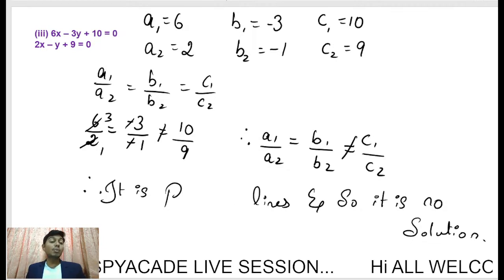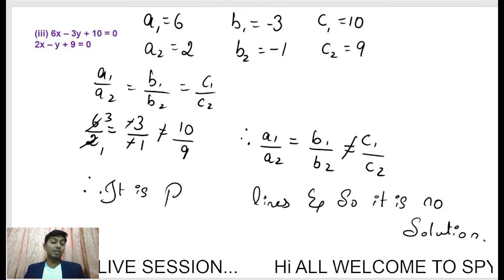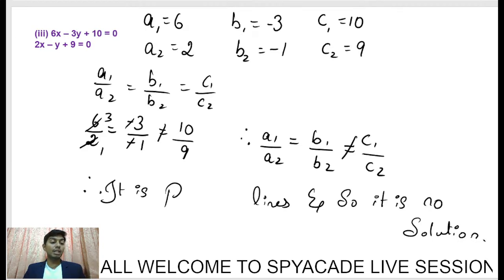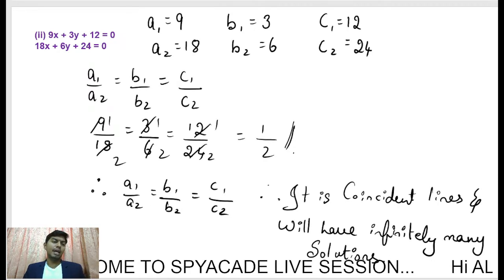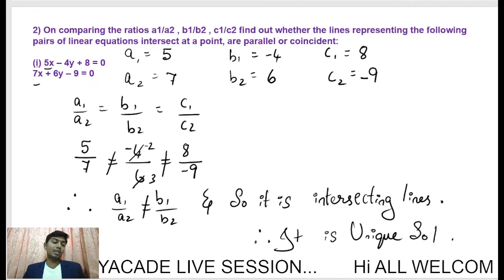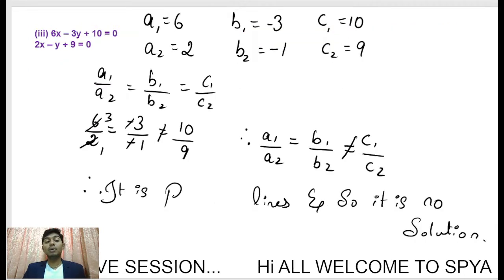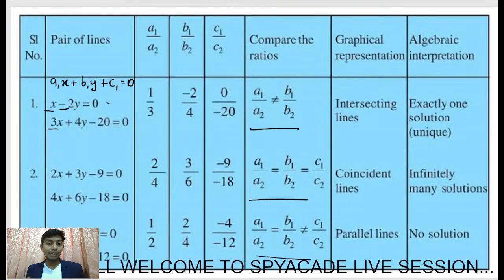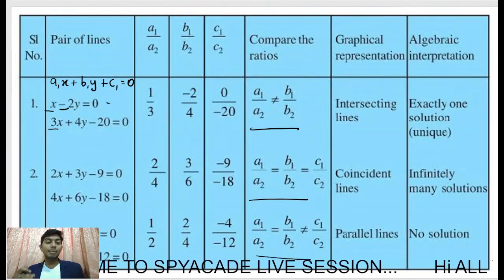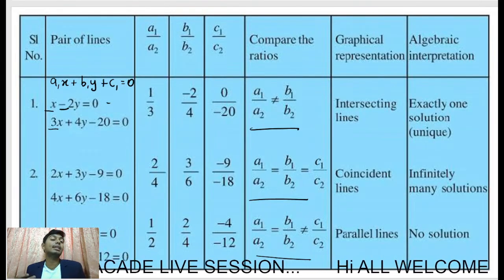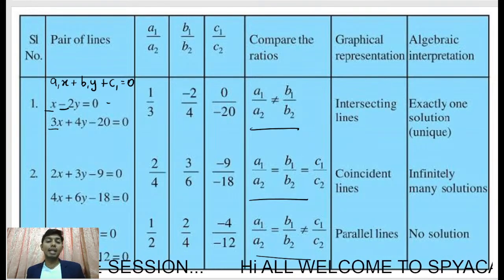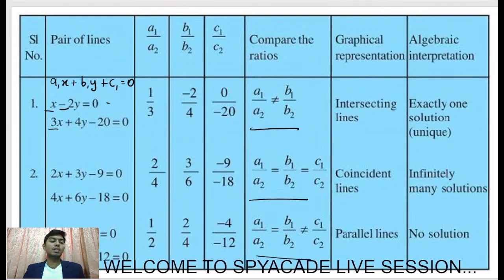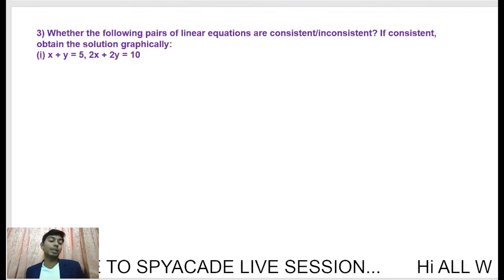Okay, hope it is clear for everyone. So we had gone through 3 different questions with the 3 different values, where in one we got A1 by A2 and B1 by B2 and C1 by C2 all equal, and in one we got everything not equal, and in one we got one equal and the other not equal. So we are able to solve all the 3 different pairs of lines which are possible: intersecting lines, coincident lines, and parallel lines. If you remember this table, then all these questions are going to be very easy and simple for you.